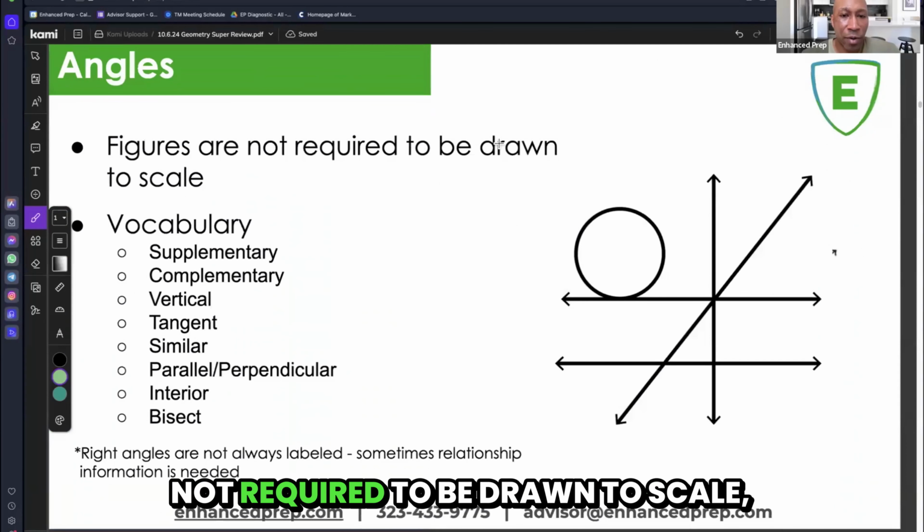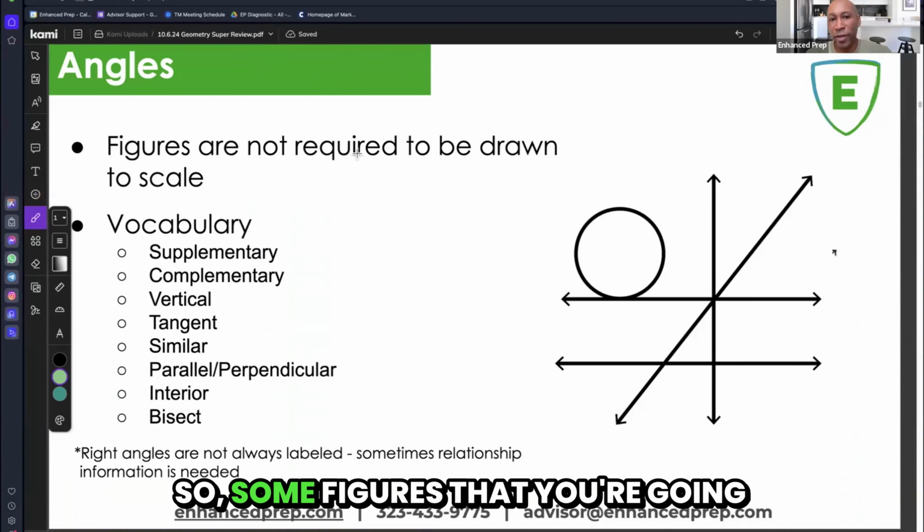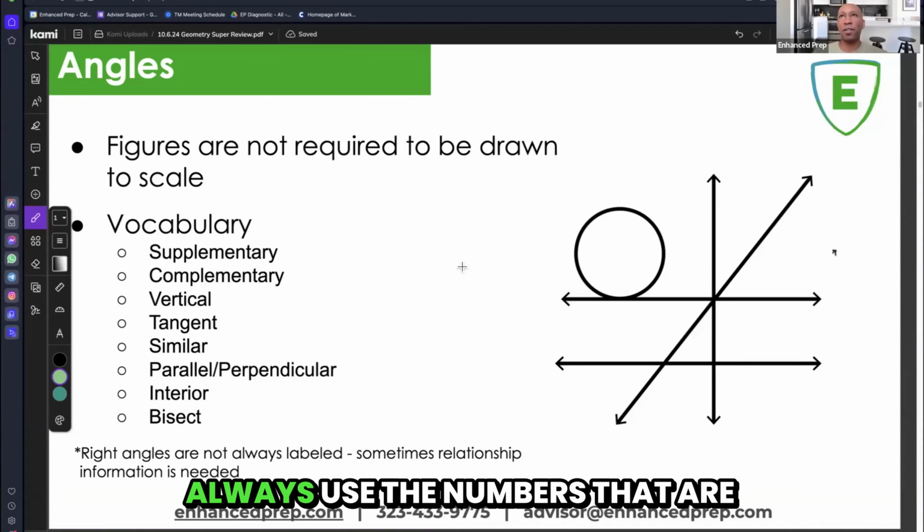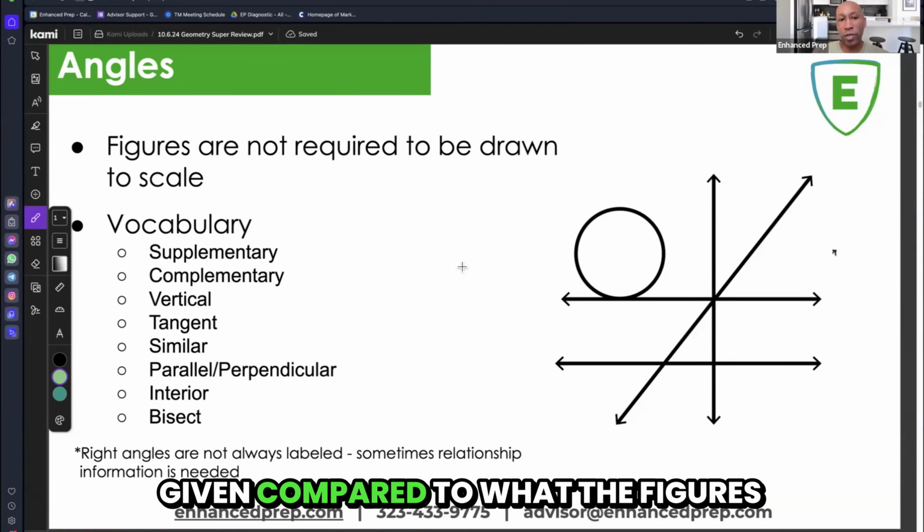So as far as angles, figures are not required to be drawn to scale, right? Some figures that you're going to see on the exam may not be drawn to scale, so we have to be careful with that. Use the numbers that are given compared to what the figures show.